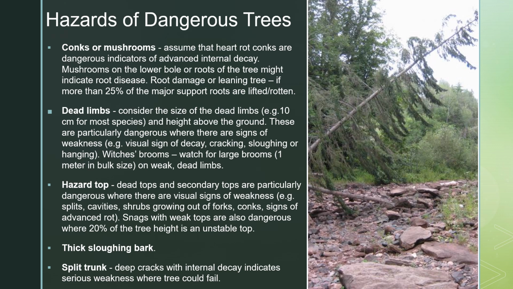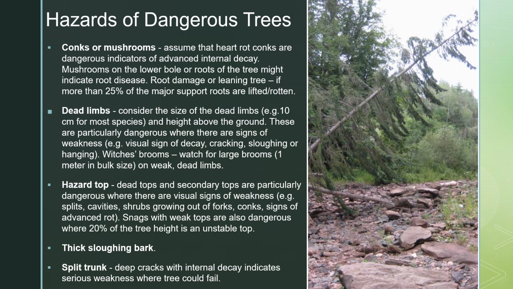Hazards of dangerous trees. Conks or mushrooms. Assume that heart rot conks are dangerous indicators of advanced internal decay. Mushrooms on the lower bole or roots of the tree might indicate root disease. Root damage or leaning tree: if more than 25% of the major support roots are lifted or rotted.